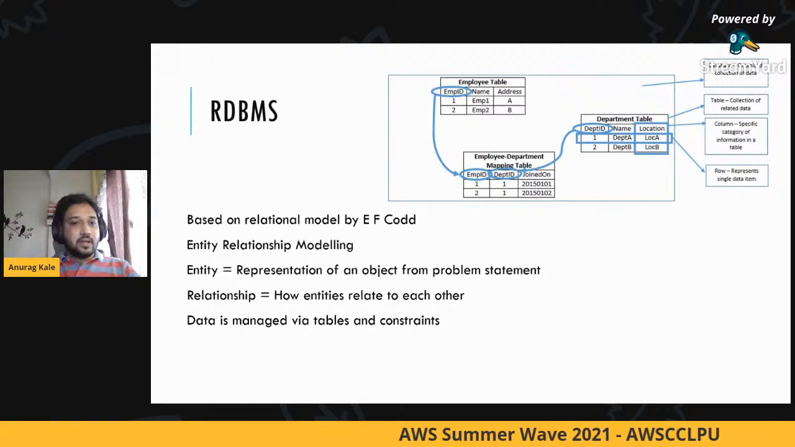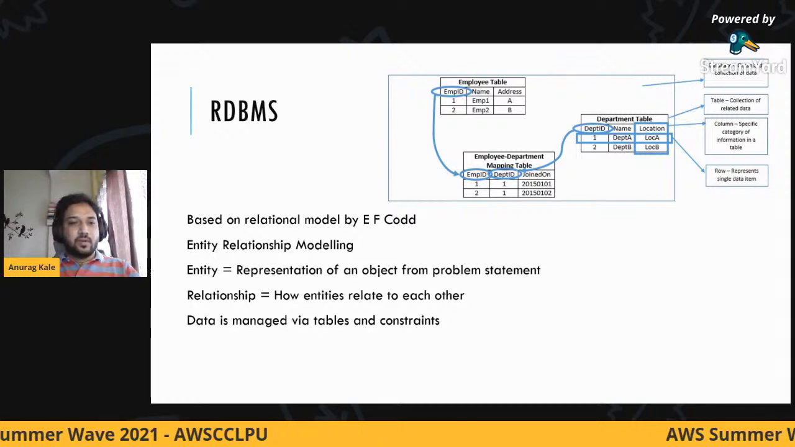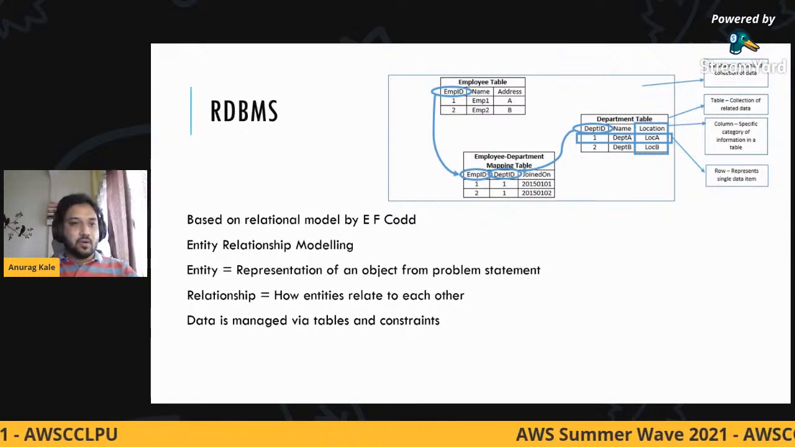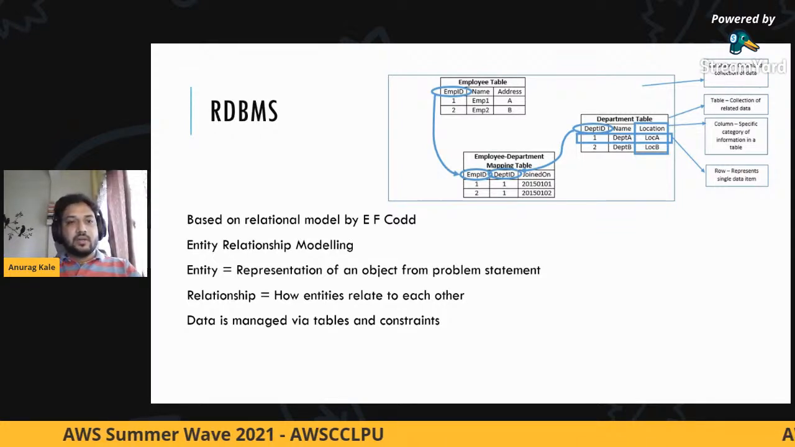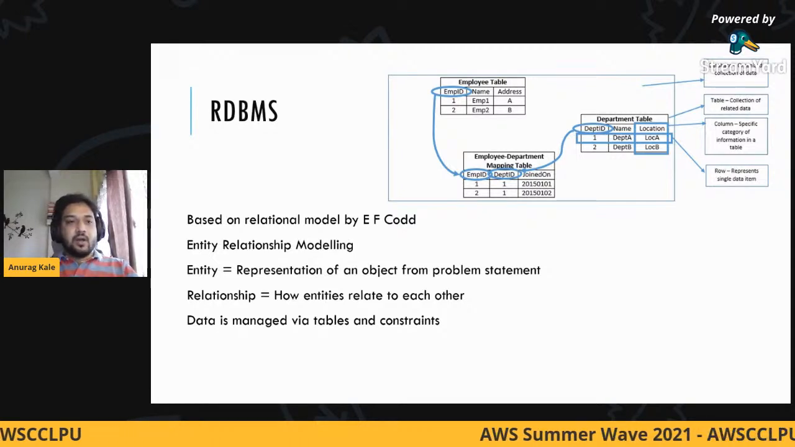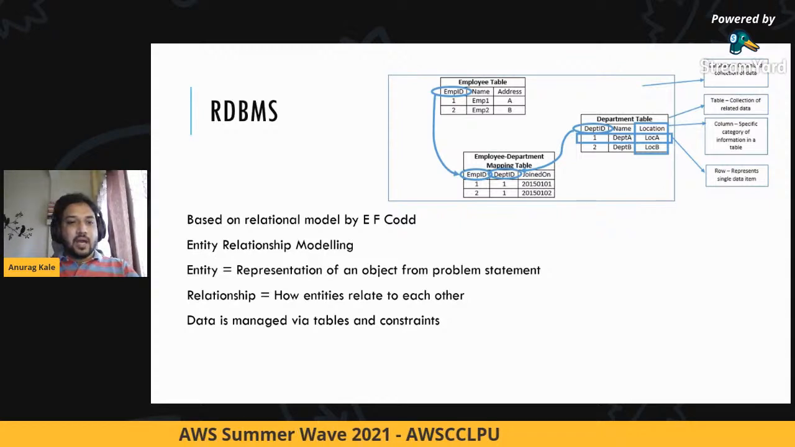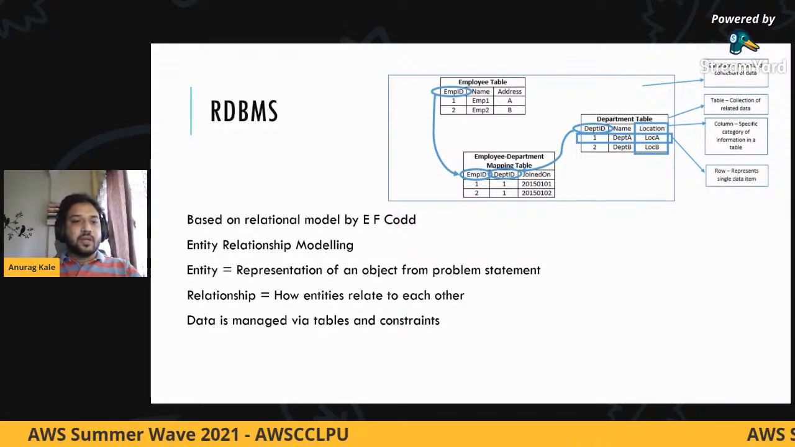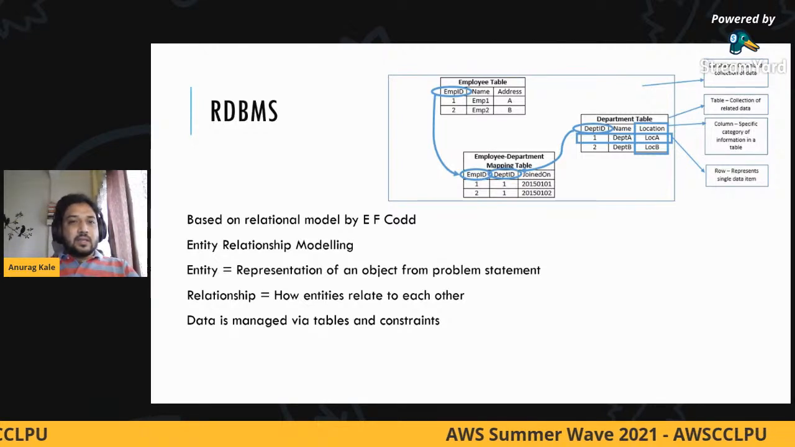Typical examples of relational databases that you see around are the MySQL database, Oracle database, PostgreSQL, or Microsoft SQL Server, etc. The relational database model is actually based on what we call entity relationship modeling. So what does this mean? Let's take an example. You are generally using, let's say for payments, an app like PhonePe or Google Pay.